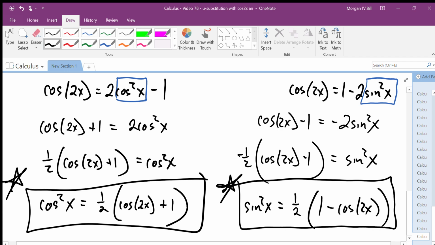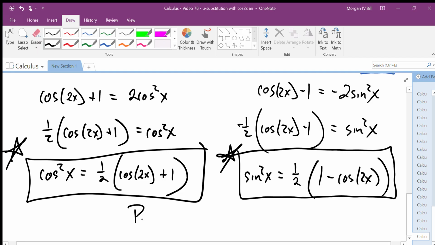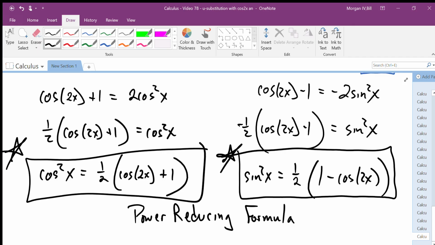Okay. These are the identities that we need to know in order to integrate cosine squared of x and sine squared of x. These are often called the power reducing formula. And the reason they are called power reducing is we're taking a cosine function or a sine function. Let's stick with cosine for a minute. A cosine that's squared, so to the power of 2, and reducing it down where my cosine function now is just to the power of 1. It's of 2x, but it's only to the first power.